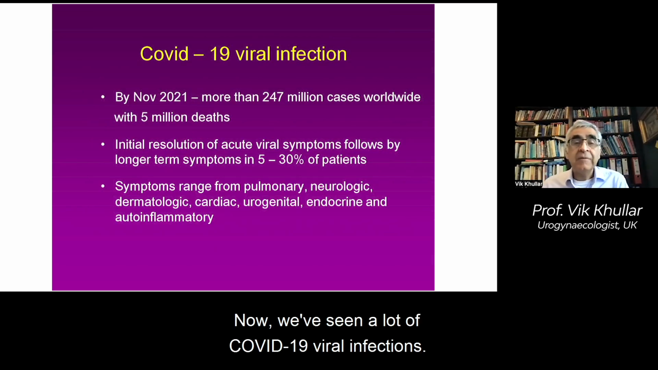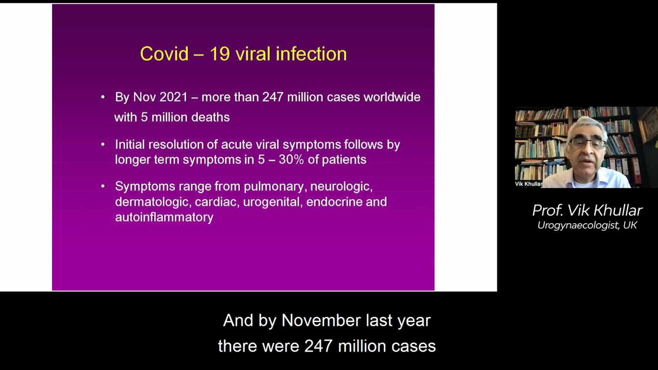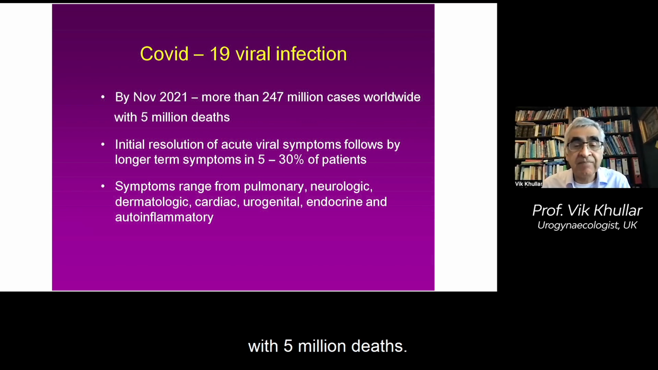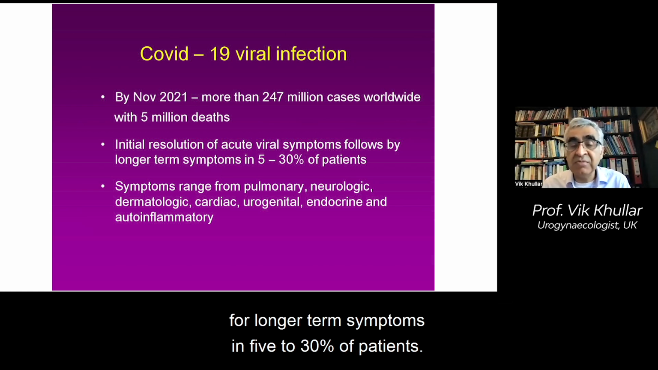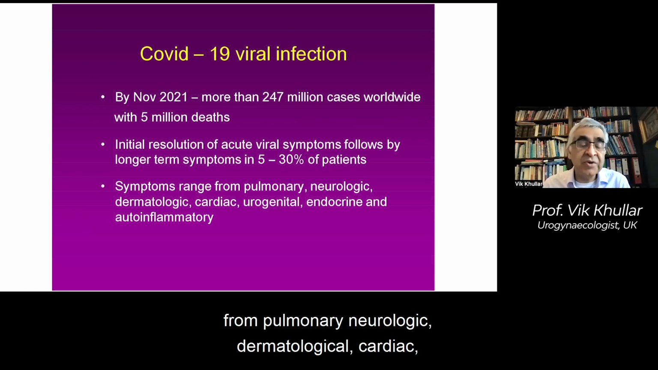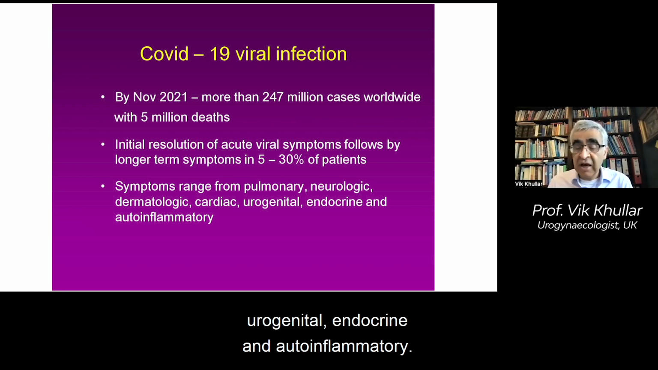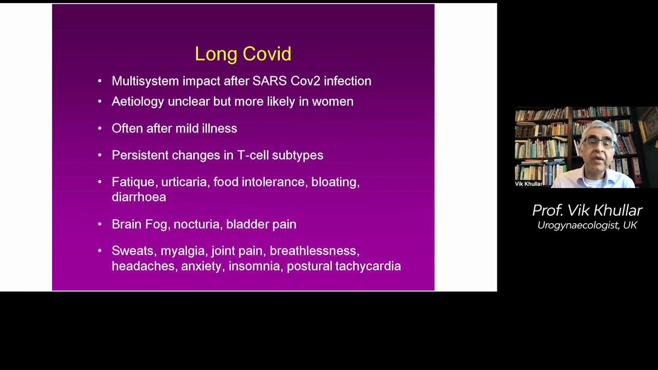Now, we've seen a lot of COVID-19 viral infections. And by November last year, there were 247 million cases with 5 million deaths. There's certainly initial resolution of acute viral symptoms, followed by longer-term symptoms in 5 to 30% of patients. And the symptoms range from pulmonary, neurologic, dermatological, cardiac, urogenital, endocrine, and autoinflammatory.